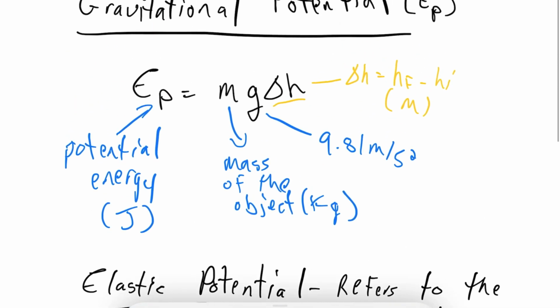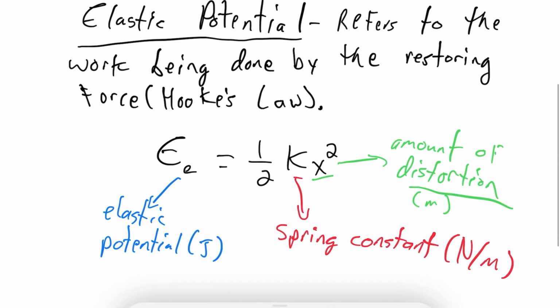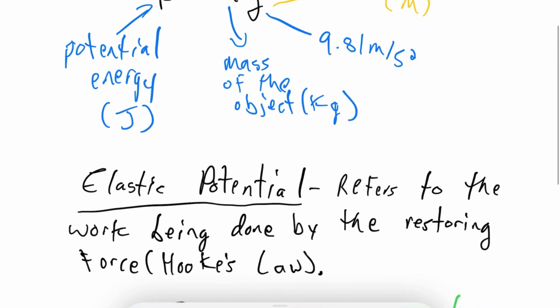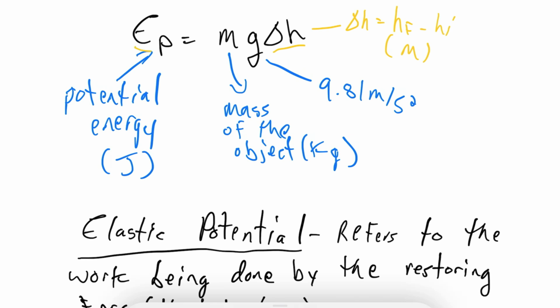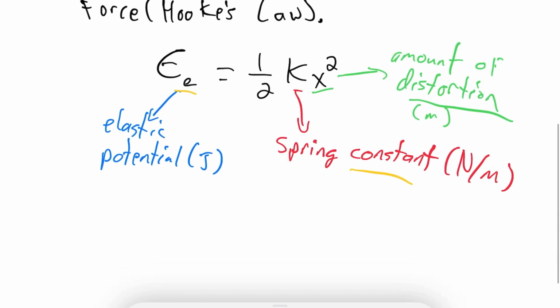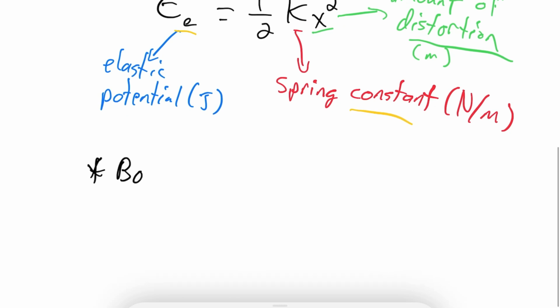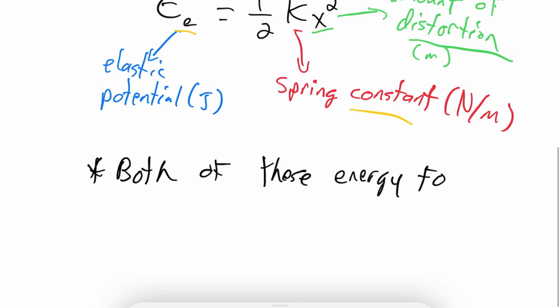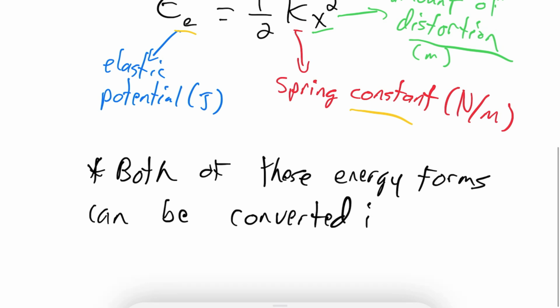So which of these two do we use? Gravitational potential or elastic potential? Well, it really just depends on what the question is giving you. If the question gives you a height, then for sure we're going to use our gravitational potential. But if it gives us a spring constant and some sort of distortion, meaning that it indicates to us that it's being stretched or compressed, then for sure we're going to look for the elastic potential. However, and this is what we're going to write down, both of these energy forms can be converted into kinetic energy.